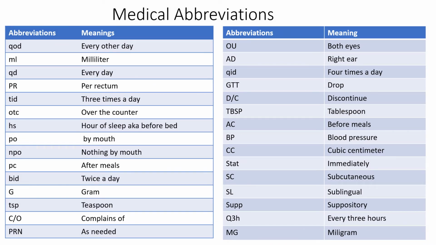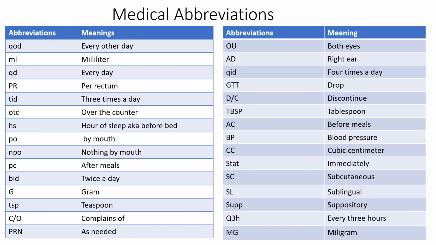So here are some of the medical abbreviations. So you have QOD, every other day. ML is milliliter. QD is every day. PR, per rectum. TID, 3 times a day. OTC, over the counter. HS, hour of sleep, aka before bed. PO is by mouth. NPO is nothing by mouth. PC is after meals. BID is twice a day. G is gram. TSP is teaspoon. CO is complaints of. PRN is as needed.